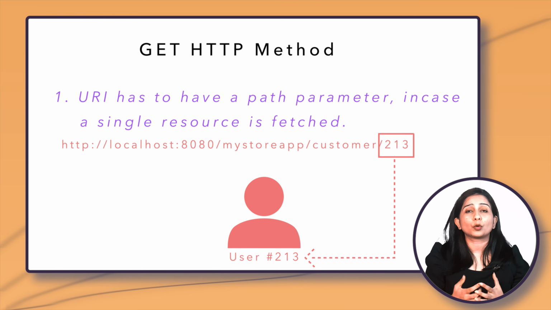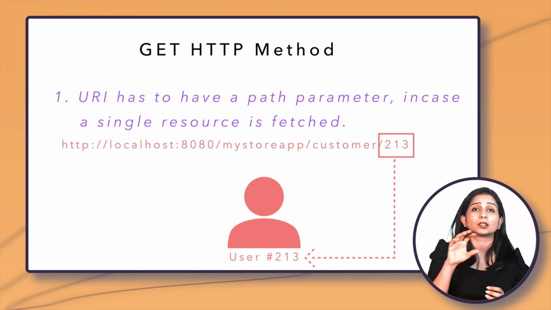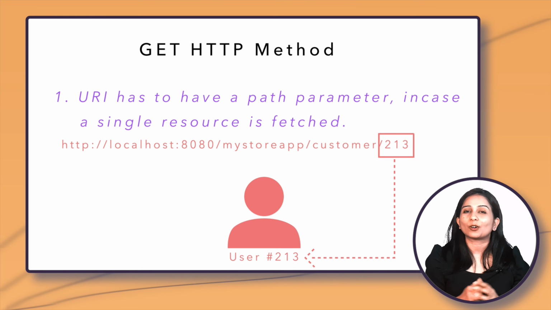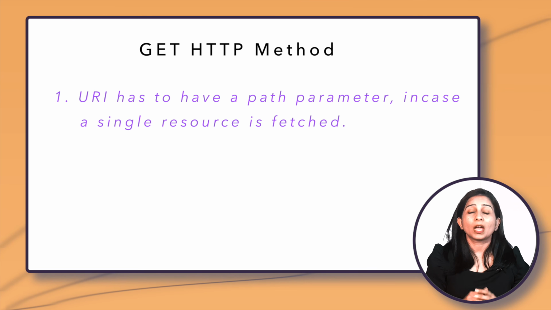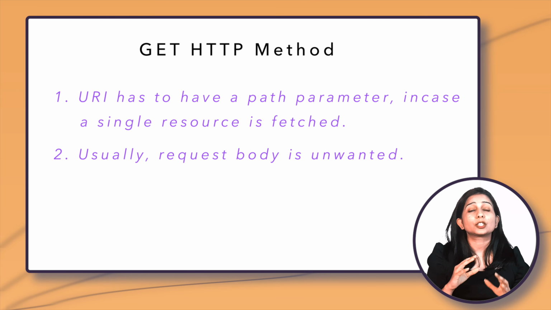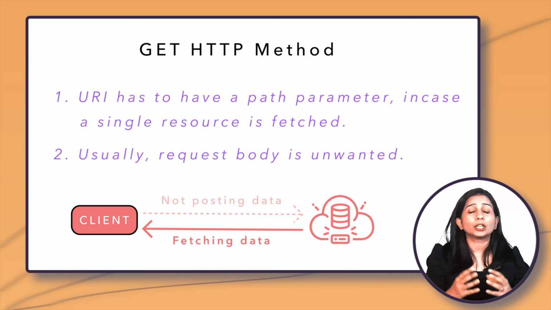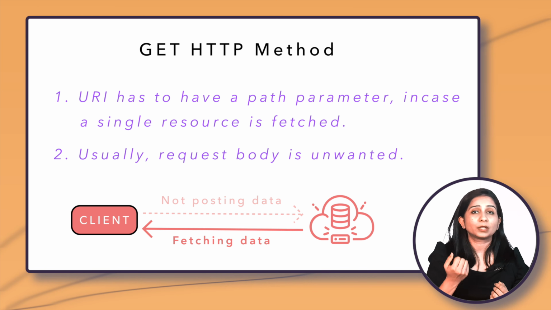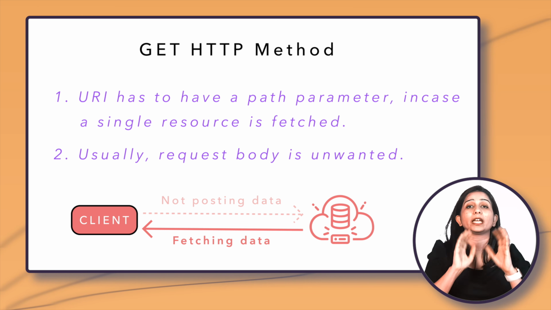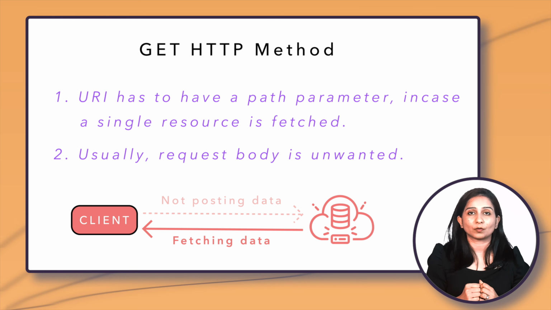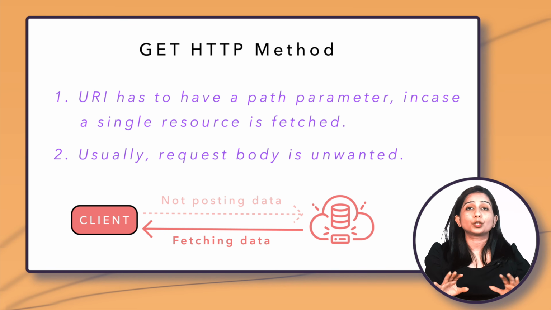You might say that I can mention the ID as a query parameter also, or I can mention the ID in the body of the request also, but that's not the practice to follow. You should always mention the ID of the resource that you want to fetch as a path parameter. And usually in a GET request, there is no request body, because when you are using GET methods, you're trying to take information from the server. You're not putting any information from your end to the server. This is like a fetching operation, or getting something from the server. So it's best not to use the request body of a GET request at all.